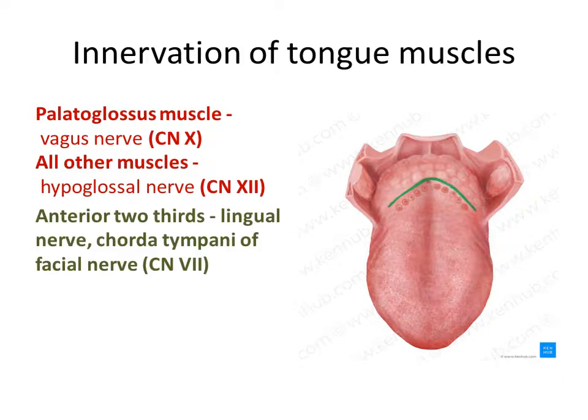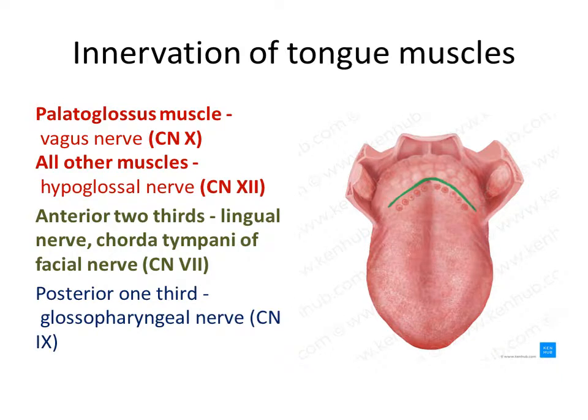While the sensory supply, we have anterior two-thirds, which is supplied by lingual nerve, which is a branch of mandibular branch of trigeminal nerve, and it gives sensory supply to the anterior two-thirds of the tongue. While the special sensory supply, the taste, these fibers are carried by chorda tympani. And chorda tympani is a branch of facial nerve, but actually the lingual nerve carries the fibers of the chorda tympani just to help them to reach the anterior two-thirds of the tongue. While the posterior one-third of the tongue is supplied by the glossopharyngeal nerve, both sensory and taste supplies.